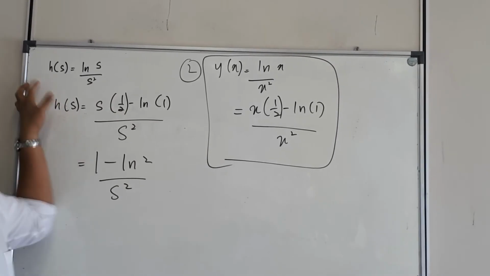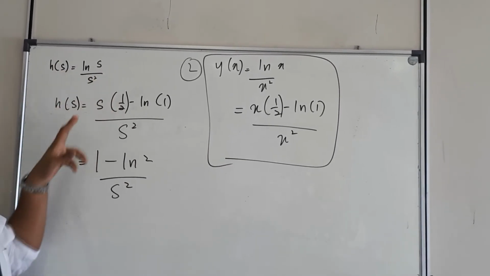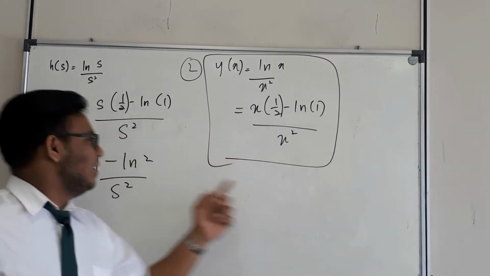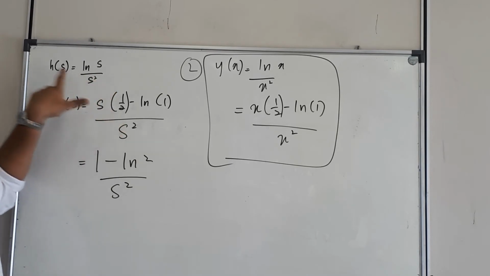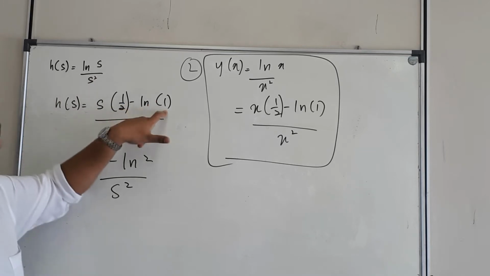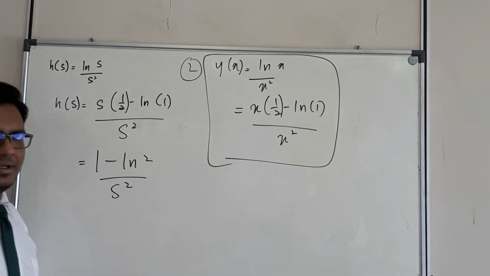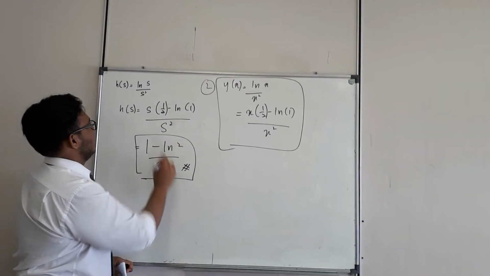This is the question. h(s) = ln s over s squared. How we're going to solve this is exactly using this method. As you see, we just substitute, we just take s here. We just put in 1 over 2, and minus ln 1 over s squared. So after we solve everything, we get this answer. So this is basically the answer for this question.